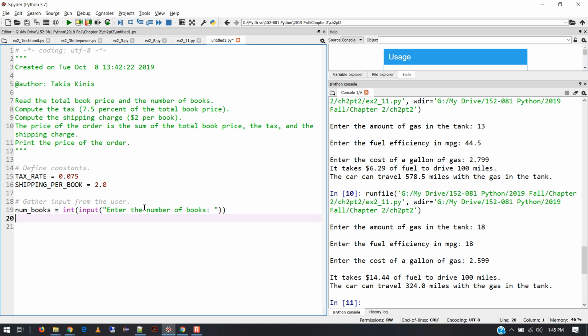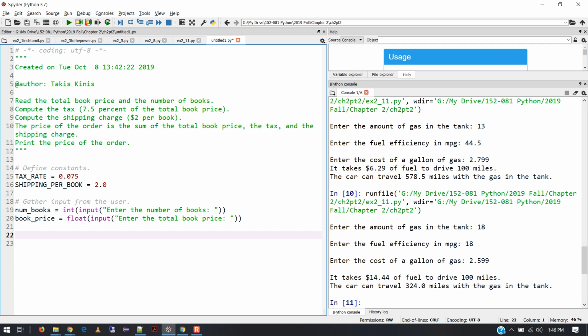What else do I need to get from the user? Book price. Price of the book. And I called it book price, just like so. So this will have decimal places most likely. And even if it doesn't, it's a good idea to put them in, very simply because it helps us to do our tax calculations more accurately. So enter the price of the book.